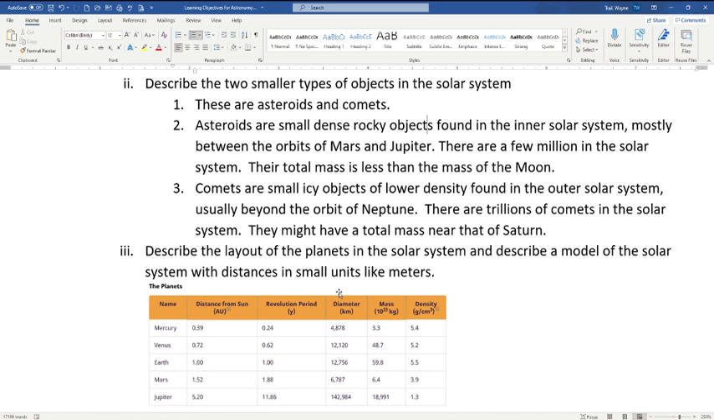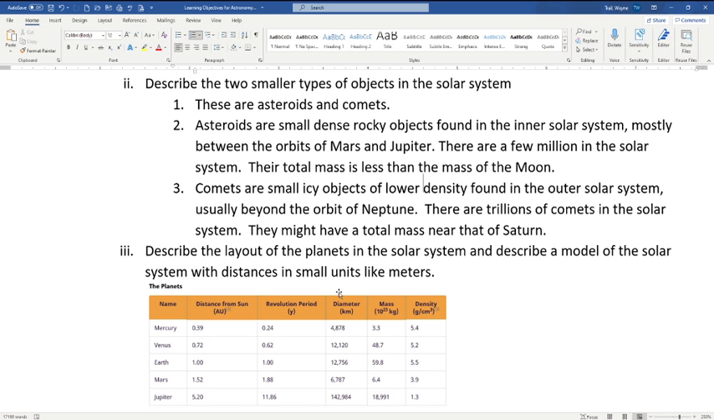The solar system is messy, and so some comets stray into the inner solar system, and some asteroids get into the outer solar system. But by and large, comets are outer solar system objects, and asteroids are inner solar system objects. There are potentially trillions of comets in the solar system. Remember, I said a few million asteroids. They might have a total mass near that of Saturn, whereas the total mass of asteroids is around the mass of the moon. So, very different.